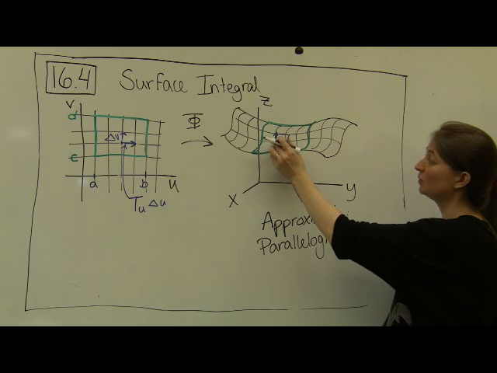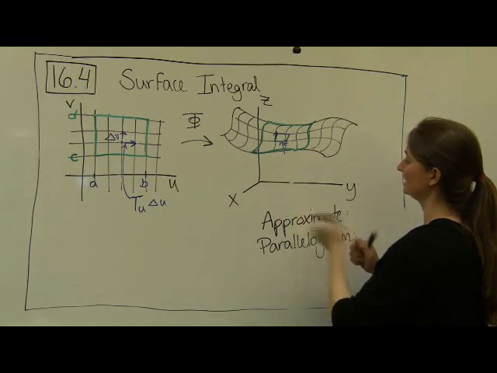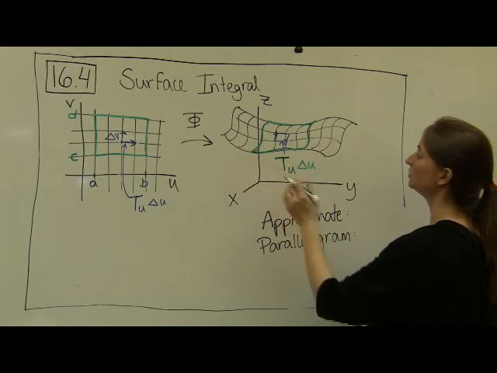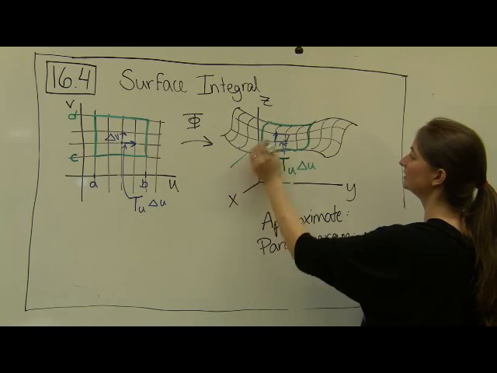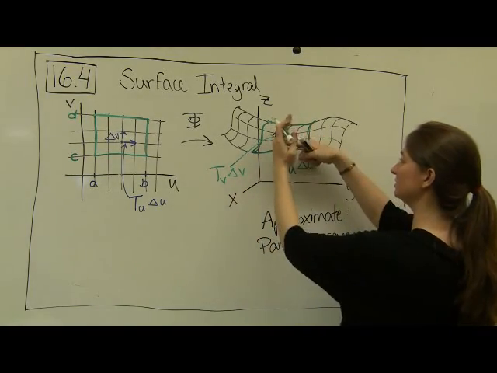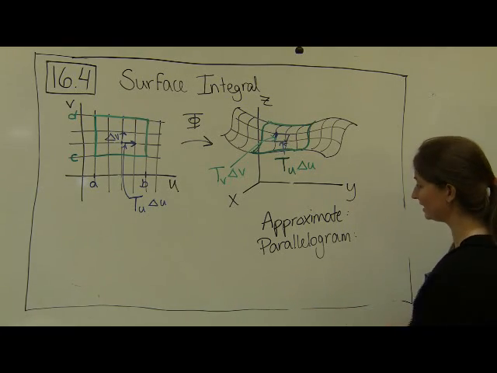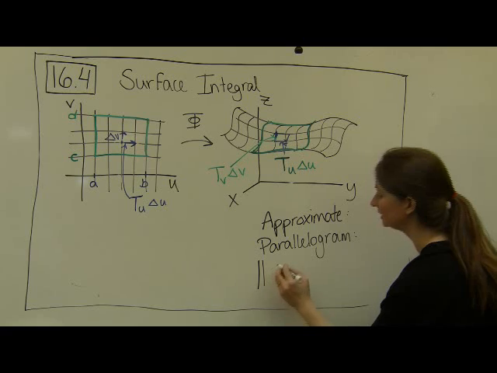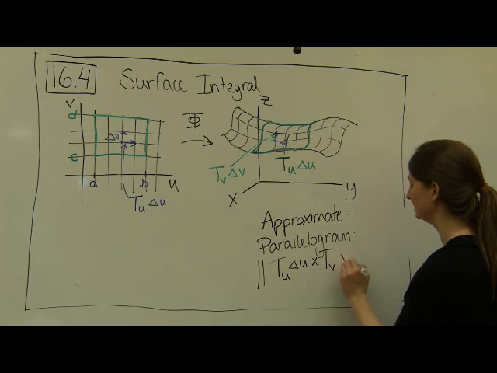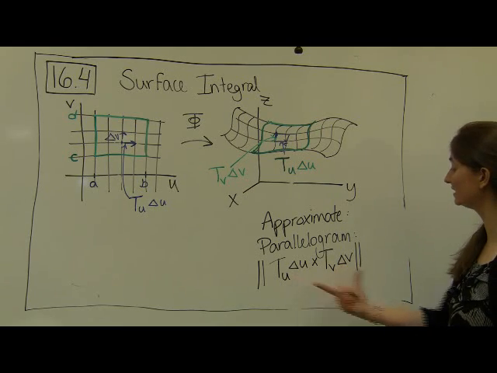It's given by the cross product where the length of this side, maybe I should label my sides again, the length of this side is just T sub U times whatever the length delta U was, and the length of this side over here is going to be given by T sub V delta V, because these are the two tangent vectors. Together, if I want to know what the area of this parallelogram is going to be, it's just going to be the absolute value of T sub U delta U crossed with T sub V delta V. Because that's what the area of parallelograms are. It's the magnitude of a cross product.